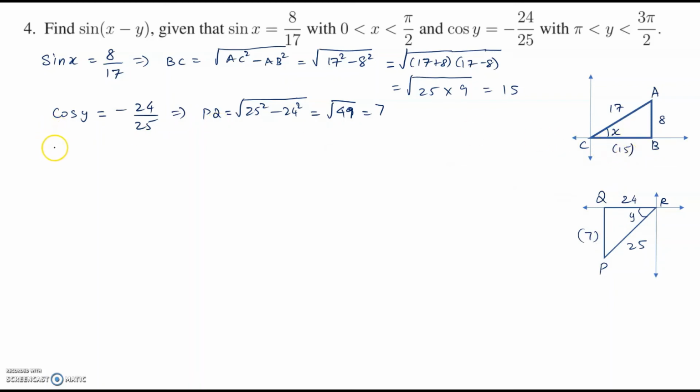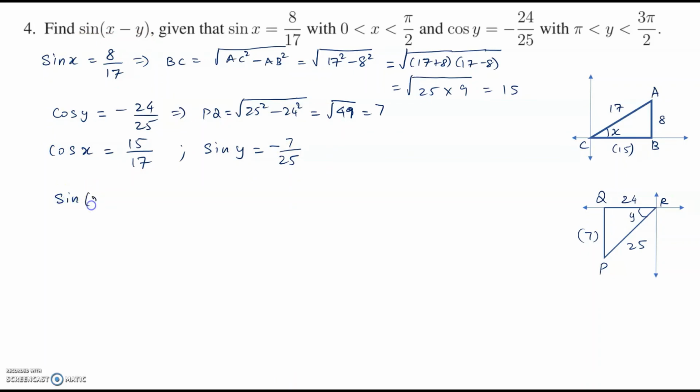So now our cos x will be equal to adjacent side by hypotenuse, which is 15 divided by 17, and our sine y will be equal to opposite side, and because it is in the third quadrant, it will also be negative, so minus 7 divided by 25. Now what we are asked to find is sine x minus y.